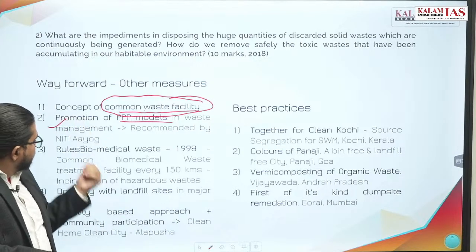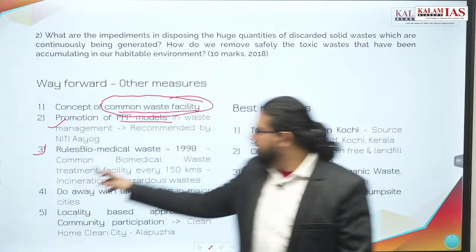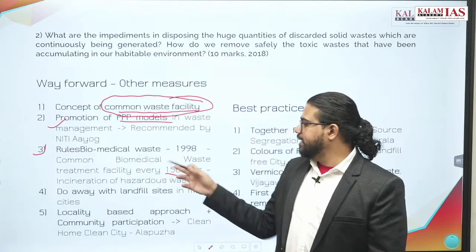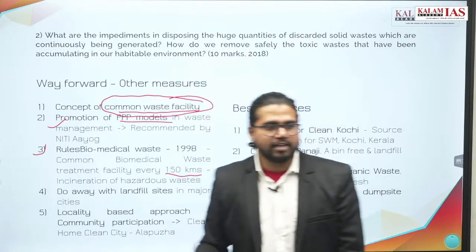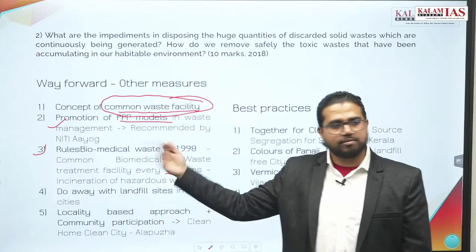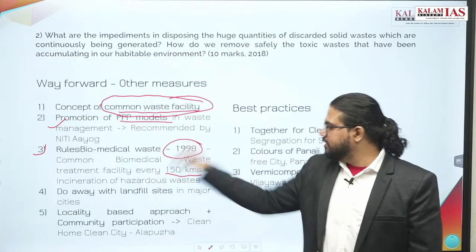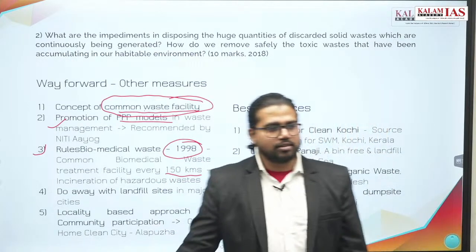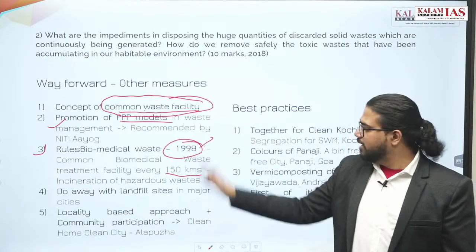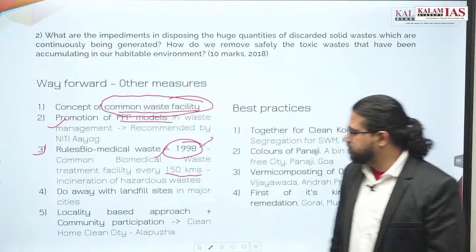What else? Legal aspects, like this rule is saying that every 150 kilometers there should be a common medical waste processing treatment plant throughout the country. In urban areas it is met, somehow there will be one, because demand is huge. But in rural areas, it came in 1998, after how many years? Okay, 24 years. It's still lacking in rural areas. So we need something more to implement on these lines.